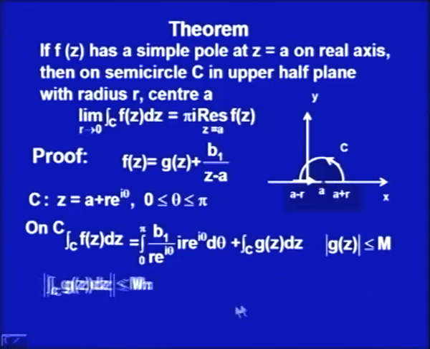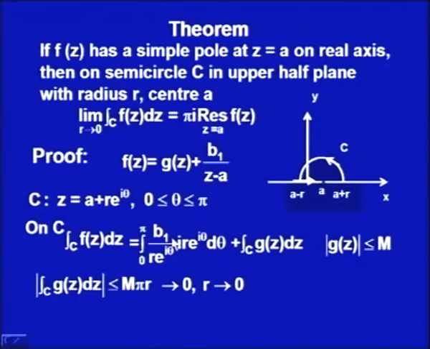Since |g(z)| is less than M, we can use the ML inequality on this contour. We get that it is less than or equal to M times the length of the contour, which is a semicircle with radius r, so it is πr. Now we have to evaluate this integral as r approaches 0. If r approaches 0, certainly Mπr also approaches 0. So this part is over.